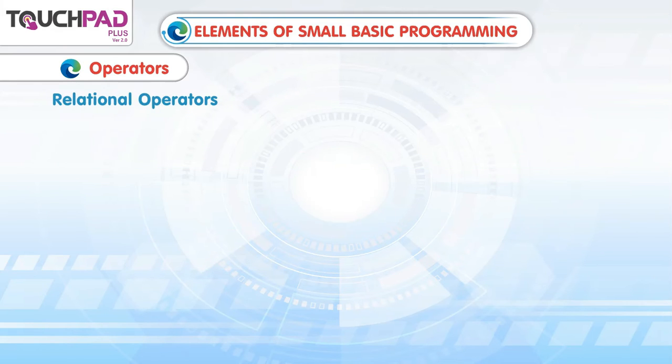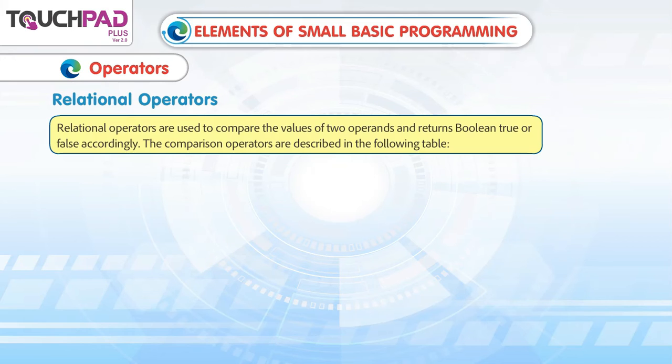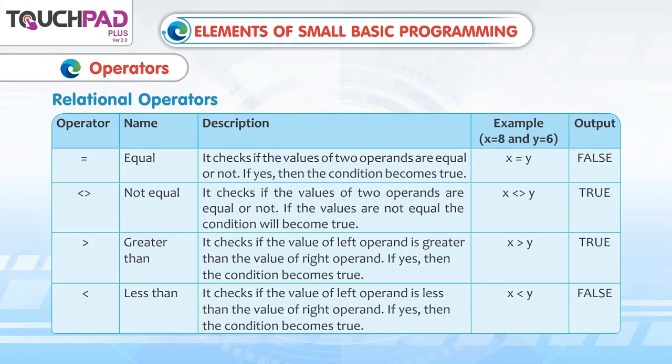Relational operators. Relational operators are used to compare the values of two operands and return Boolean true or false accordingly. The comparison operators are described in the following table. Operator: equal. Description: it checks if the values of two operands are equal or not. If yes, then the condition becomes true. Example, x = y. Output false.